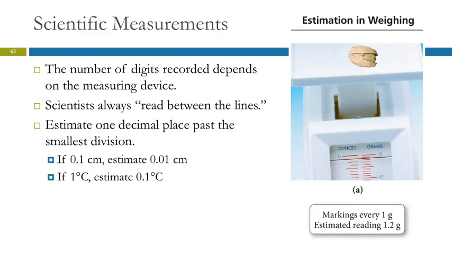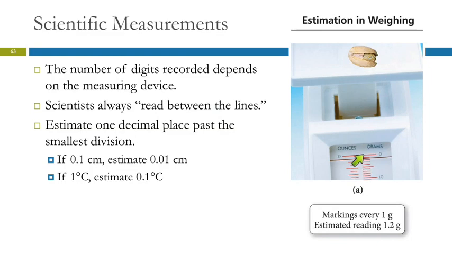So if we say 1 gram, is there any uncertainty in that number? No. It was between 1 and 2. We know that for certain. What scientists do is we read between the lines. So this is between the lines. We're going to estimate how far it is between the lines. You may not agree with someone else measuring exactly the same thing. It's okay, there's uncertainty there.